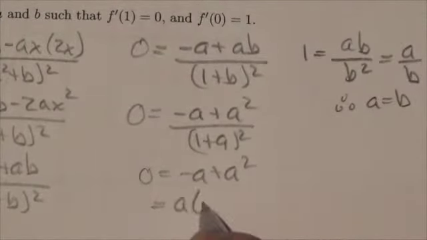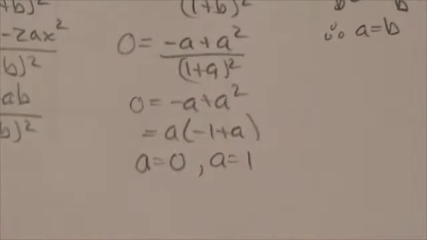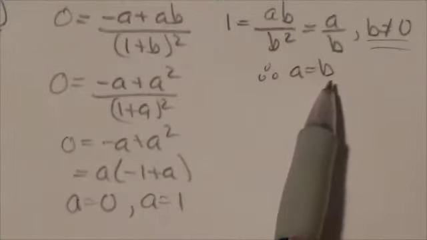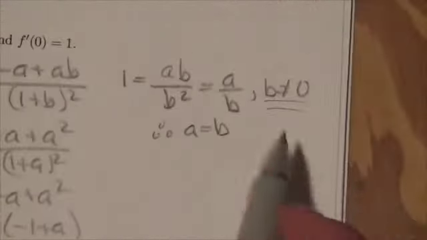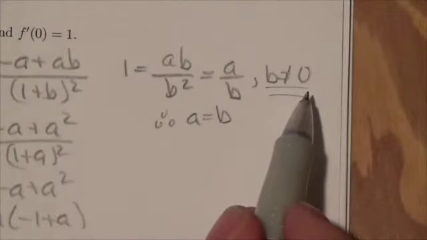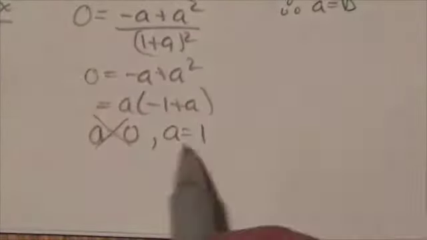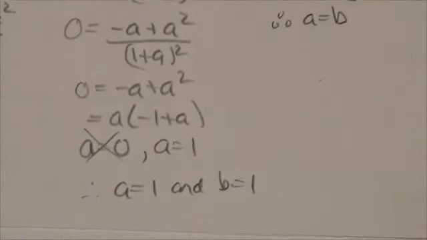Now, so I've got two options here. But remember what we said before: a is equal to b. So if a is equal to 0, b is equal to 0, but b can't equal 0. So what that means is that is not a solution here, and the answer is a equals 1. So therefore, a equals 1 and b equals 1. Those are the values of the variables.